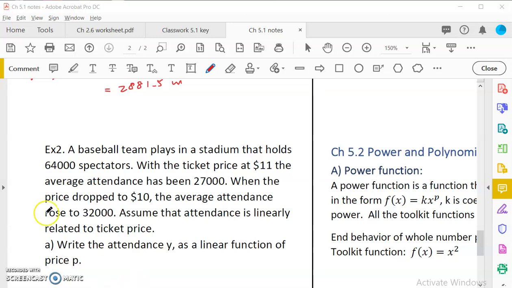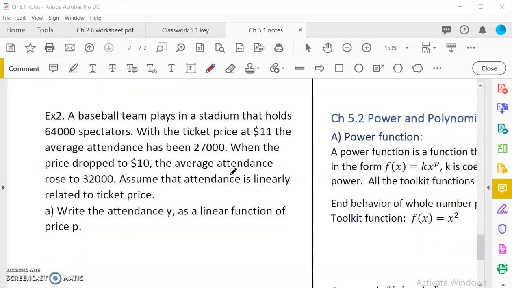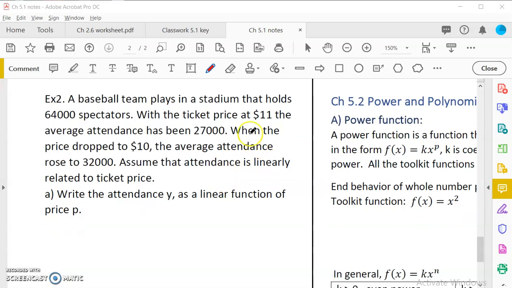Hello college algebra student, this video is for chapter 5.1 part 4, the second part of application. So I'll do two more applications. First is about selling tickets, selling something, and we want to find the maximum revenue.